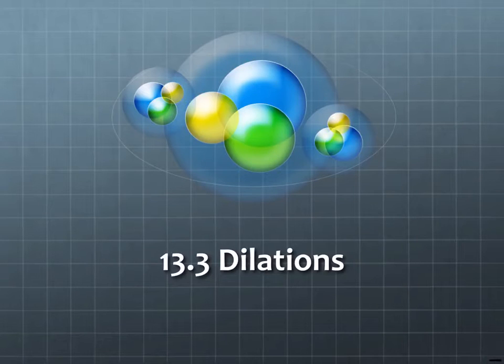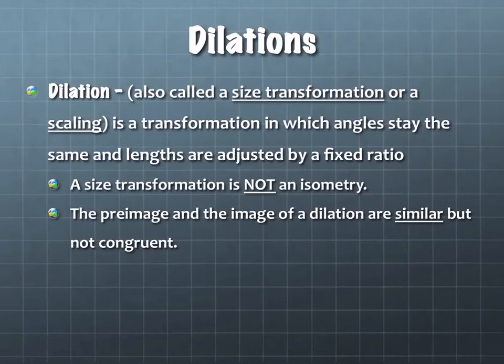Section 13.3, we're going to take a look today at something called dilations. And you see these all the time. In fact, you probably see this transformation more than most of the other ones we've talked about. A dilation, also sometimes called a size transformation or scaling, is a transformation in which angles stay the same and lengths are adjusted by a fixed ratio.